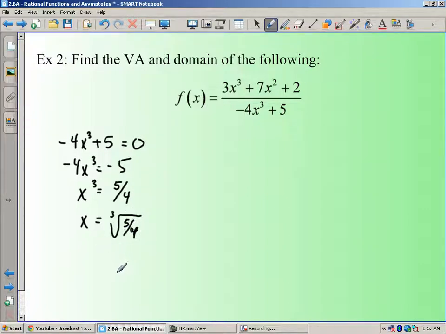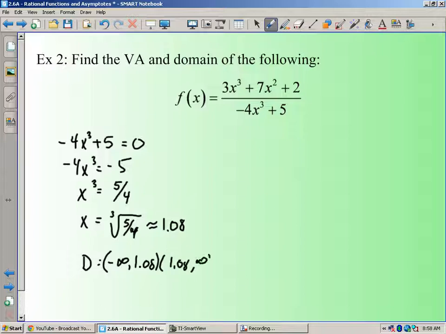That's going to basically be our vertical asymptote. And then we can find a horizontal asymptote. So for our domain of this, basically we're saying that these guys will not work. It's the only one that doesn't work. And so we could say all reals except this number, and this is approximately 1.08 if I was going to look at it. And so we could say that our domain is negative infinity to 1.08, and then 1.08 to positive infinity. That would be my domain.